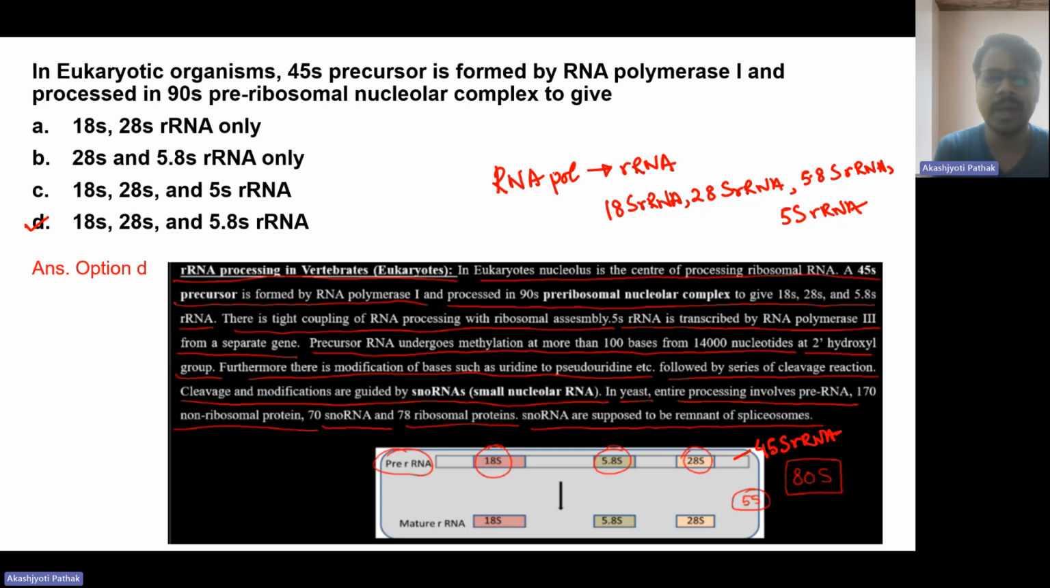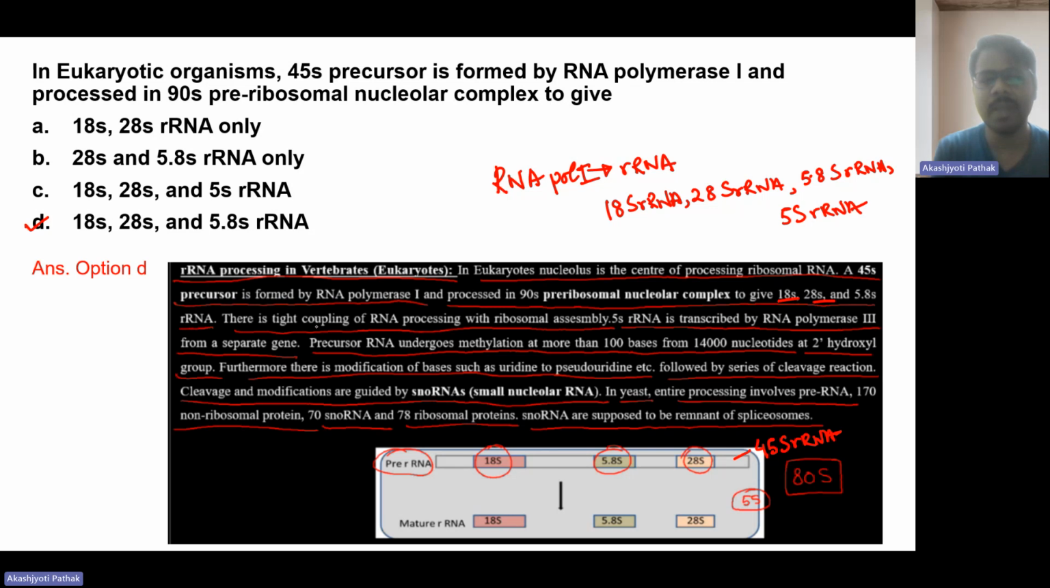Also remember that RNA polymerase 1 is present in the nucleolus. So the center of processing of ribosomal RNA is the nucleolus, and the 45S precursor is formed by RNA polymerase 1. The precursor that is formed is 45S rRNA, and then this is processed in the 90S pre-ribosomal nucleolar complex to give rise to 18S, 28S, and 5.8S rRNA.